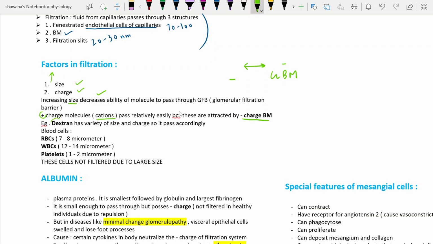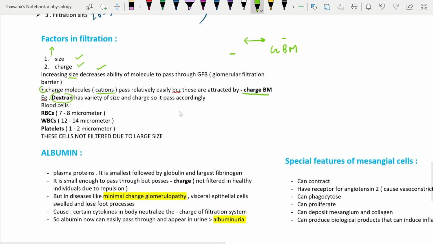For example, dextran. Dextrans are molecules which have a variety of sizes and charges, so they pass accordingly. If the charge is suitable, positive, they can pass. If the size is suitable, they can also pass. The blood elements, for example RBCs, are 7 to 8 micrometers, a very enormous size compared to the filtration barrier. WBCs are 12 to 14 micrometers. They are micrometers, not nanometers. And platelets are 1 to 2 micrometers. So these are not filtered due to their large size.